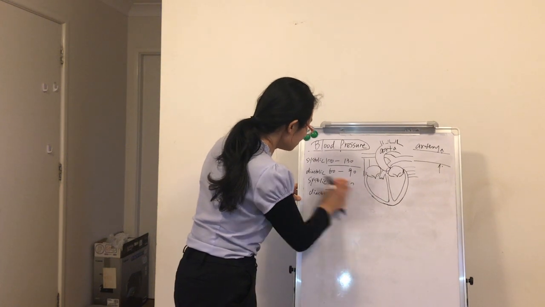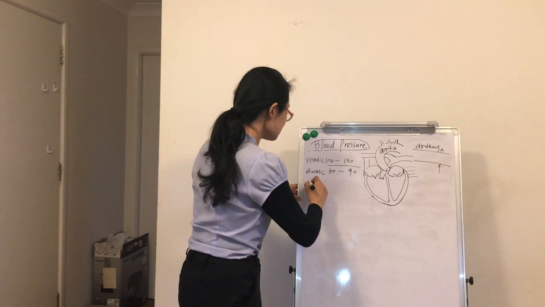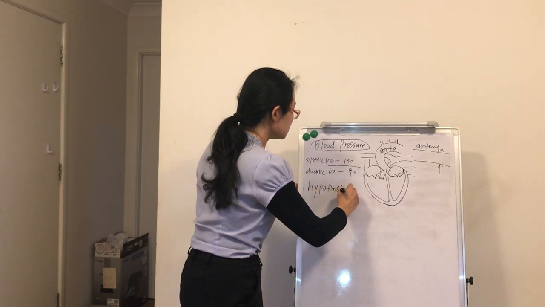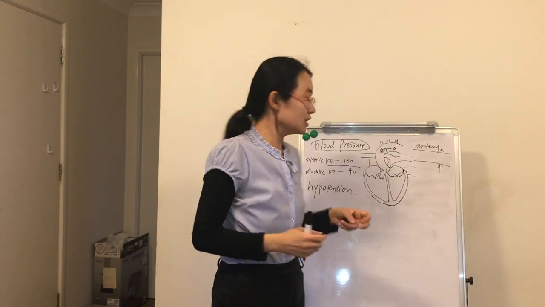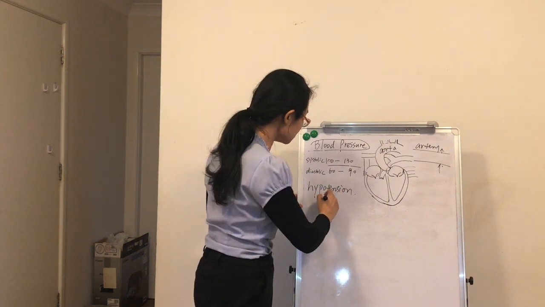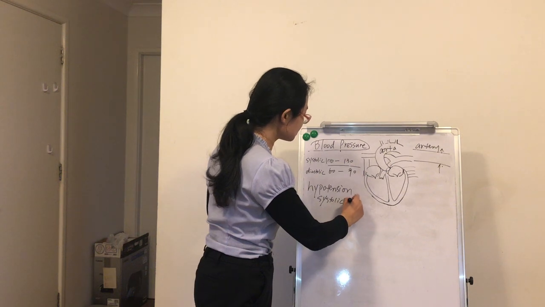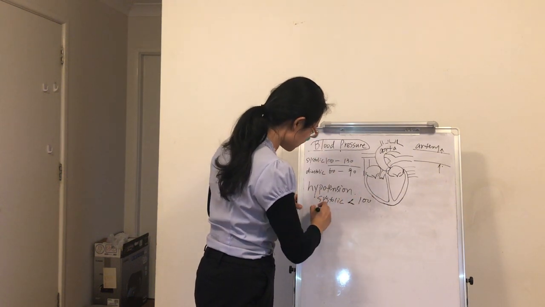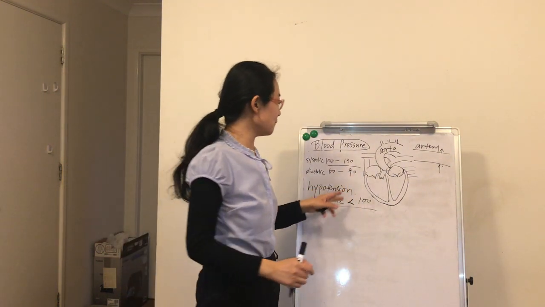Now, if your blood pressure is low, then we can call it hypotension. Hyper means high, hypo means low. So if your blood pressure is low, that means hypotension. What is hypotension? If your systolic blood pressure is below 100, that is normally low.